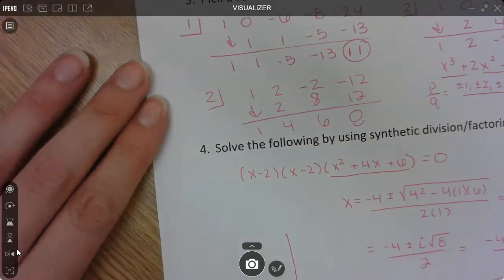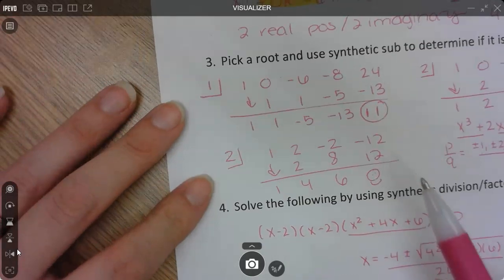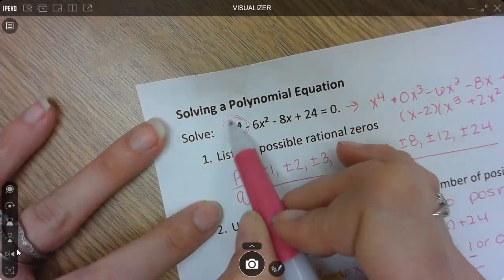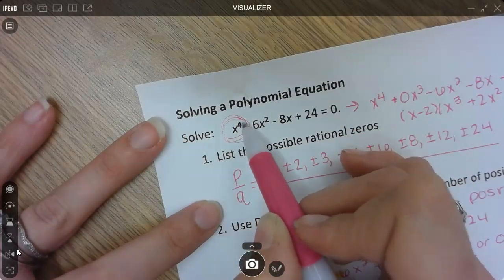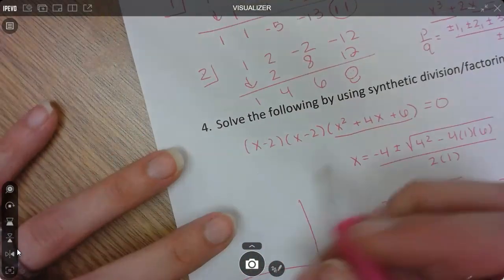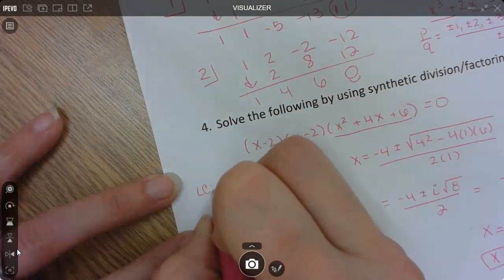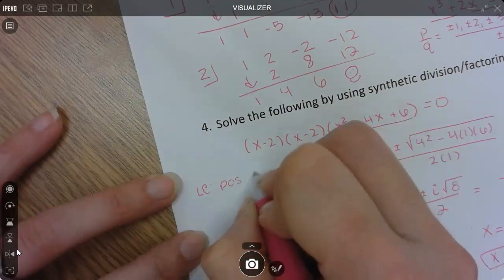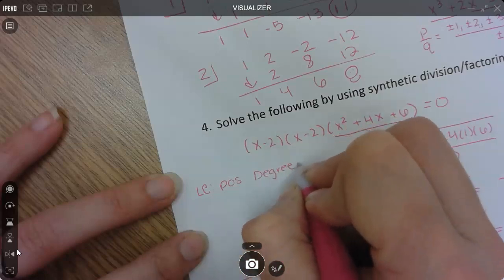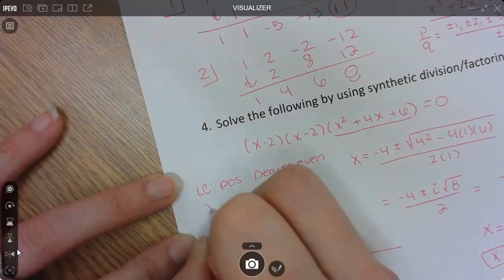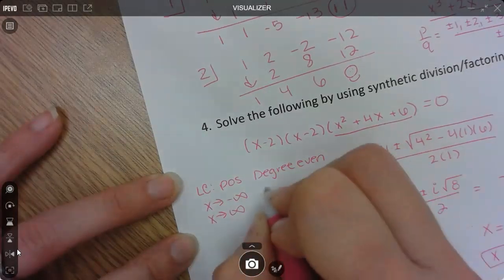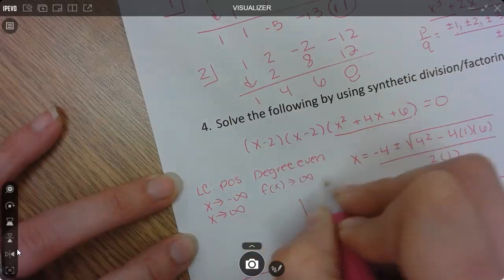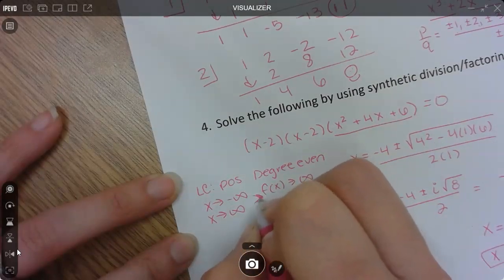And again, just to make that full connection, if you were to graph this, if you go back and look at this right here, my leading coefficient is 1. That is positive. This is a quartic. So the leading coefficient is positive. The degree is even. So in terms of end behavior, as x goes to negative infinity and x goes to infinity, f of x is going to infinity for both. So we're ending high.